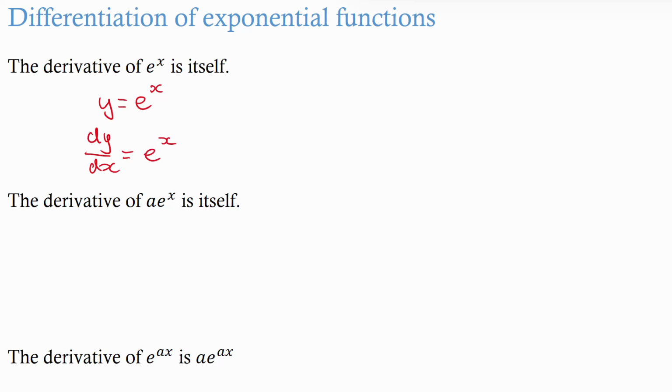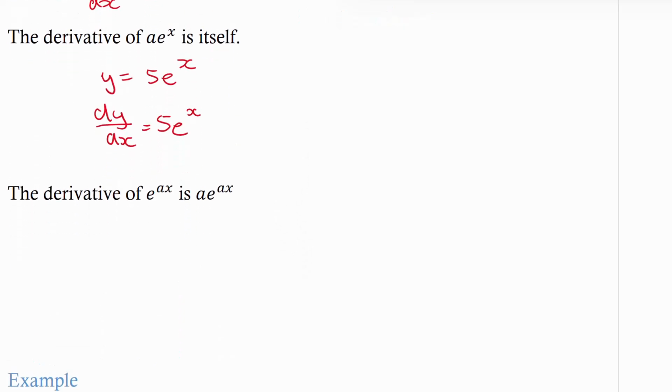Now if I have the derivative of a e to the power of x, it's also the same. It doesn't need to change. So if y equals, let's say, 5e to the power of x, and I differentiate that, it's going to equal 5e to the power of x. All right? Next one, the derivative of e to the power of ax is a e to the power of ax.